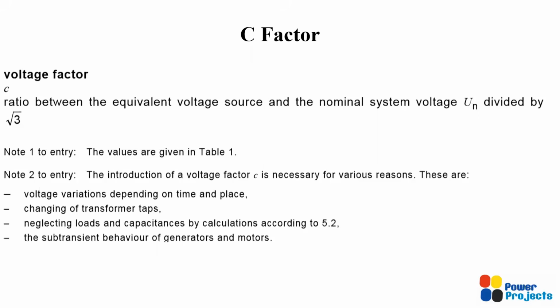So why do we need a C factor? If you're familiar with the ANSI standard, then the ANSI standard talks about a factor called pre-fault voltage. What is that pre-fault voltage? Fault currents can be calculated by using the formula current is given by voltage divided by impedance. So impedance of the transformer, transmission lines, cables, everything is known.